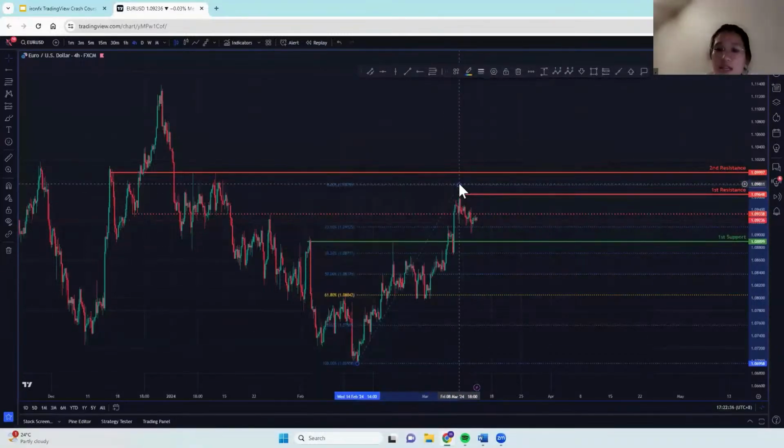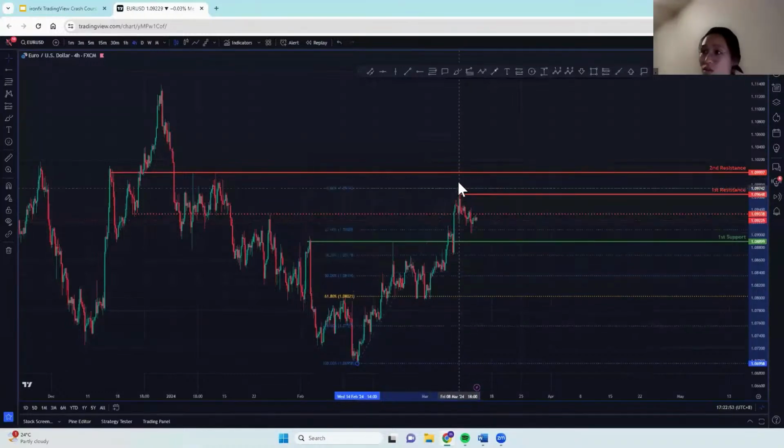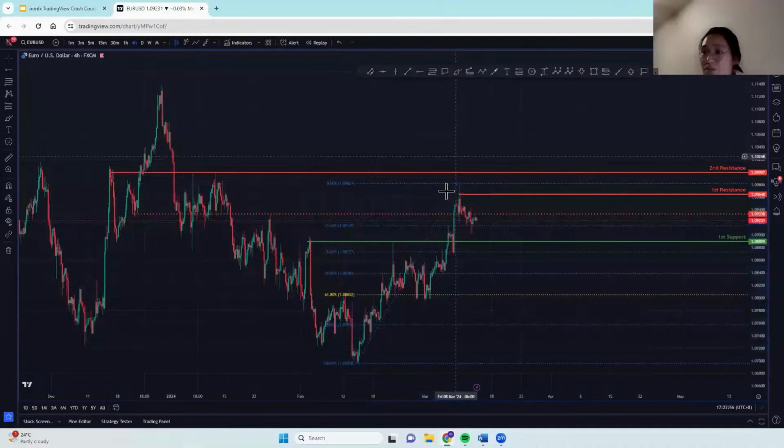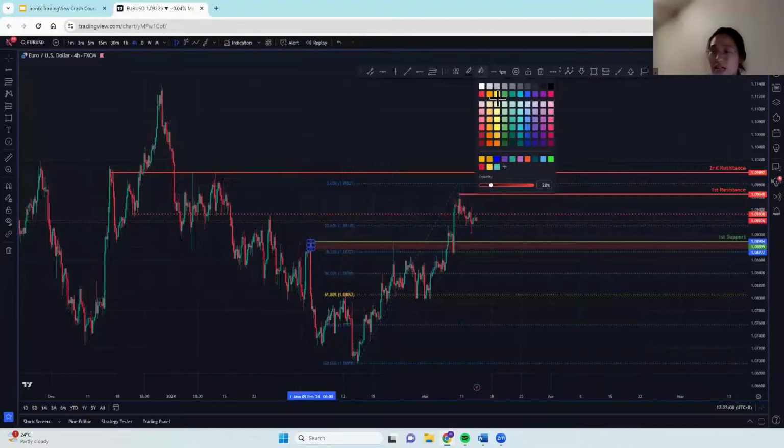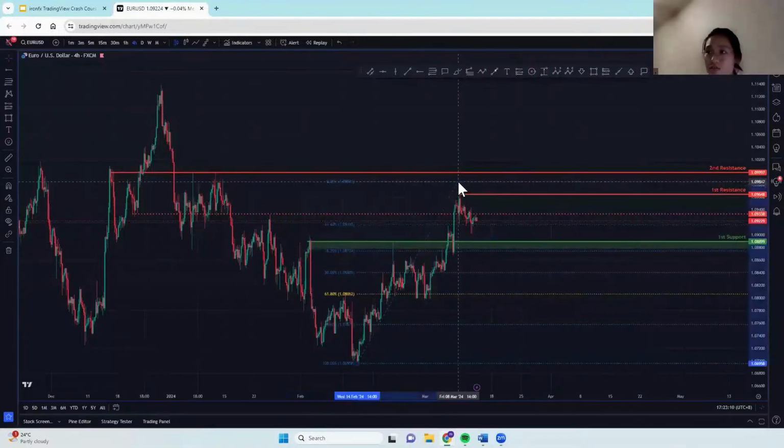And you can see that my 38.2 lines up with my first support, and my 23.6 as well. So it doesn't have to line up exactly at those levels, because we are looking for confluence areas instead of actual levels. So as long as they are kind of near that area, that's good enough.